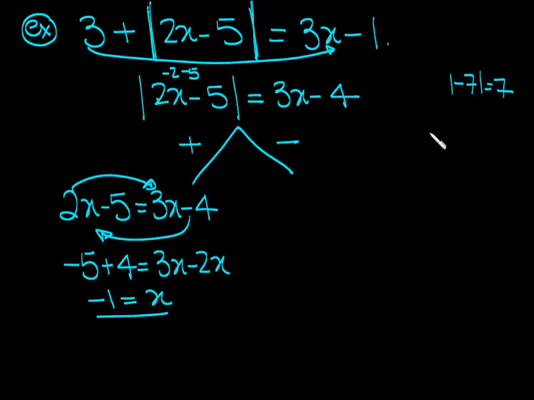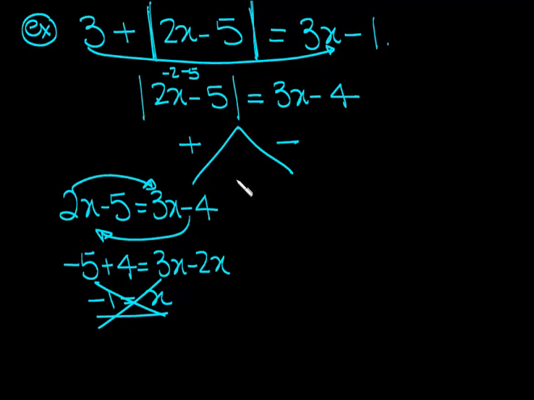So what do we have here? On the left I have a positive 7, and on the right I have a negative 7. Are they the same? No, they are not. So in this case the solution doesn't work, so we can ignore that. That's why it's important to go check your solutions. Just don't take what you get for granted.